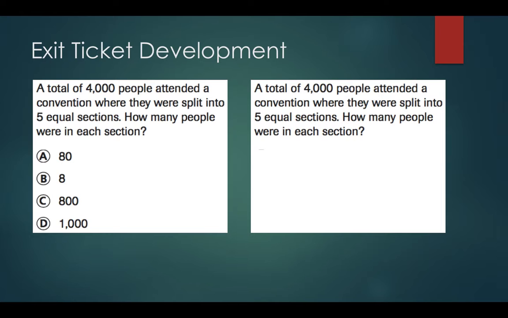The surface level question is 4,000 divided by 5. And right away I wonder if they realize how the quotient would change if the situation were 400 divided by 5 instead. So I'm going to add on a second part to the question.